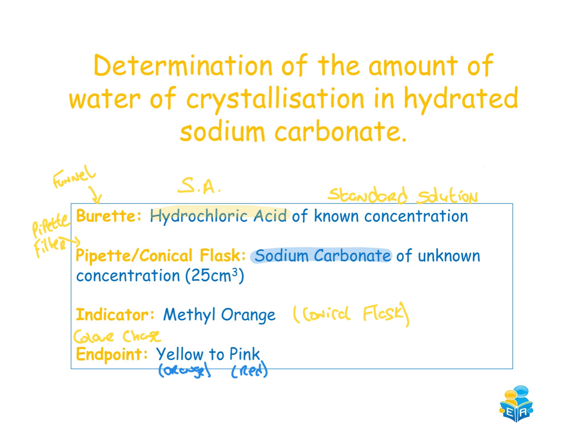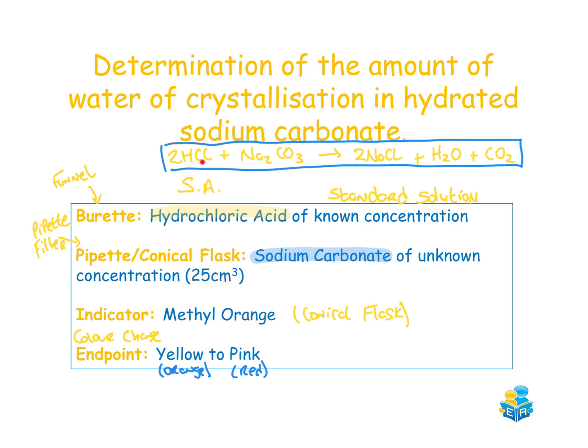Now, before moving on, it's important that you know the balanced equation for this experiment. So for this titration, your balanced equation is as follows. So it's 2HCl plus Na2CO3, and that goes to give us NaCl, H2O, and CO2. And that should make sense to us because, again, it is an acid-base titration, giving us a salt and water.